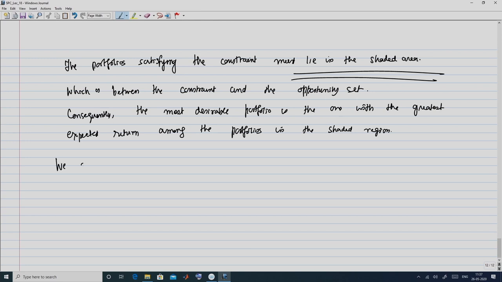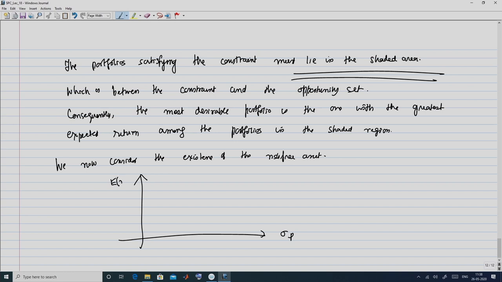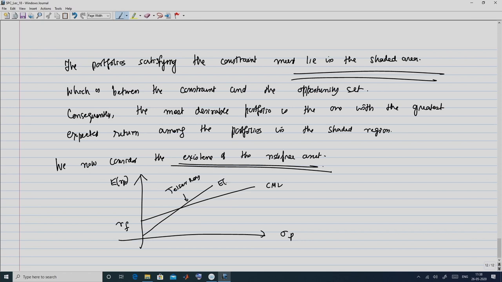All right. So, to conclude this, we now consider the existence of the risk-free asset. So, in this case, we again look at the sigma p, ERP plane. Now, since we have considered the existence of the risk-free asset, the efficient frontier is no longer the previous one, but rather the CML emanating from RF, and then the Telser's ray, which is basically given by ERP greater than or equal to RL plus z alpha sigma P. So, the region above the Telser ray, but below the CML, is going to be my new shaded region.